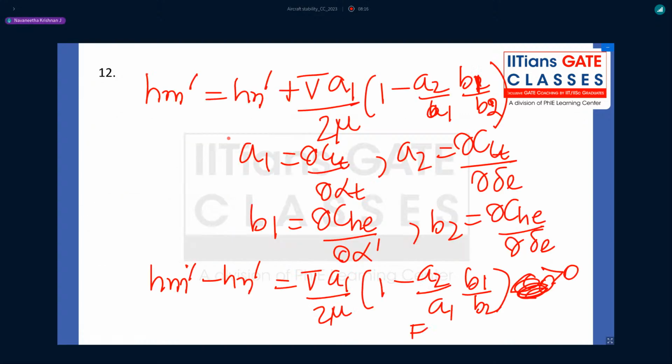Where mu is again the aircraft relative density, which is nothing but W by rho g S into LT, where LT is the tail lift arm. Okay.